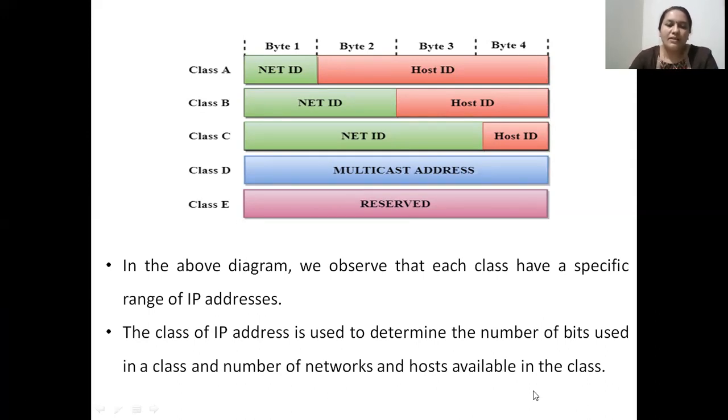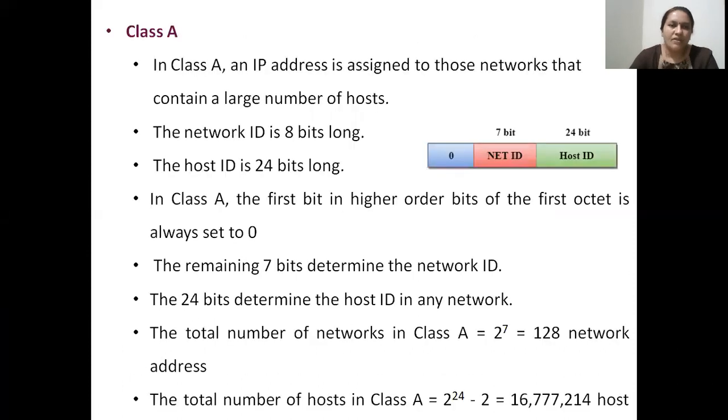So basically, the class of the IP address is helpful to determine the number of bits used, the number of networks, and the number of hosts available in that particular class. So let's see class A in detail. In class A, the IP address is assigned to those networks that do not contain a large number of hosts. The network ID is only 8 bits long, whereas host ID is 24 bits long.